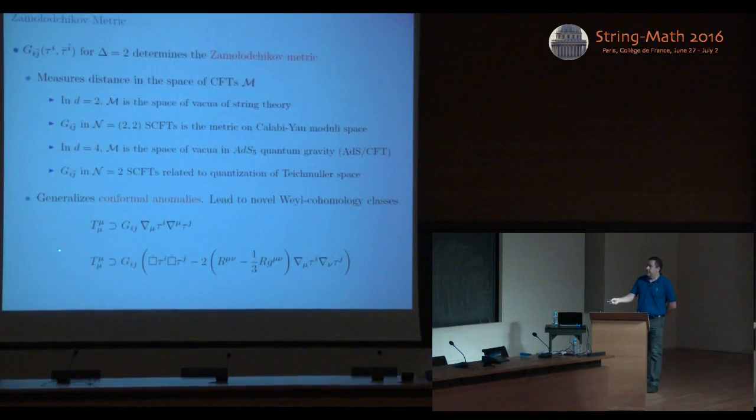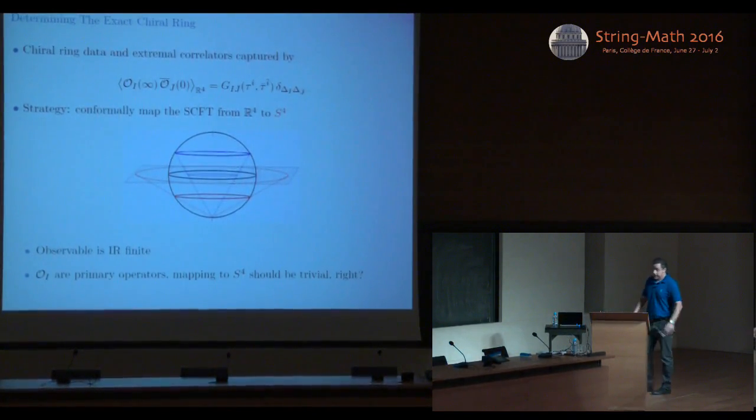So in 2 dimensions, you essentially get something that looks like a sigma model, and this G i j is exactly the Zamolodchikov metric of the 2-dimensional conformal field theory. And in 4 dimensions, you get something a bit more exotic. By dimensional analysis, it has to be a dimension 4 operator on the right-hand side. And essentially it is a generalization of the fourth order Paneitz operator that's known in the literature. Okay? So this metric has an elegant geometric interpretation and plays an important role in the study of conformal anomalies. Okay.